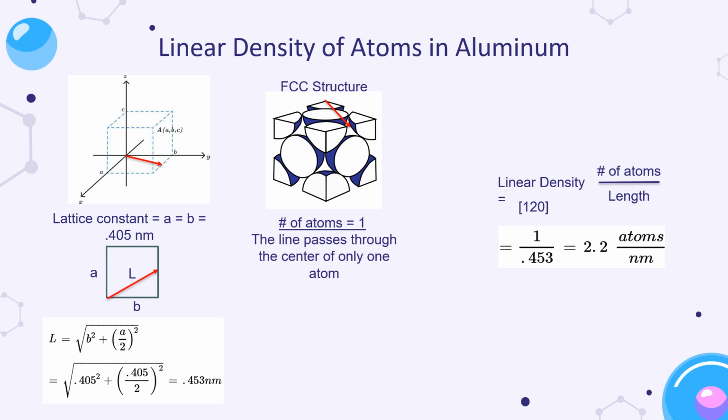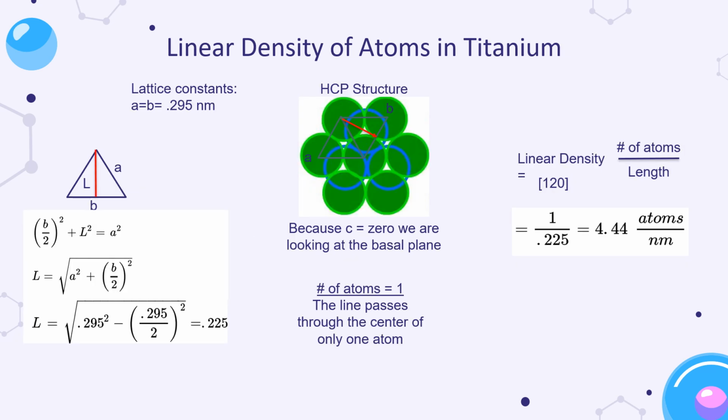We'll start with the linear density of aluminum. To find linear density, we need to find the number of atoms along the line and divide by the length of the line. Aluminum has a face-centered cubic structure, so our lattice constant is the same for a, b, and c. The lattice constant is the numerical value for our indices. Aluminum's is 0.405 nanometers. We can use this with the Pythagorean theorem to find the length of our line is 0.453 nanometers. Next, we look at our line and see that it passes through the center of only one atom, so the number of atoms is 1. Now we plug that into our equation and find that the linear density of aluminum is about 2.2 atoms per nanometer.